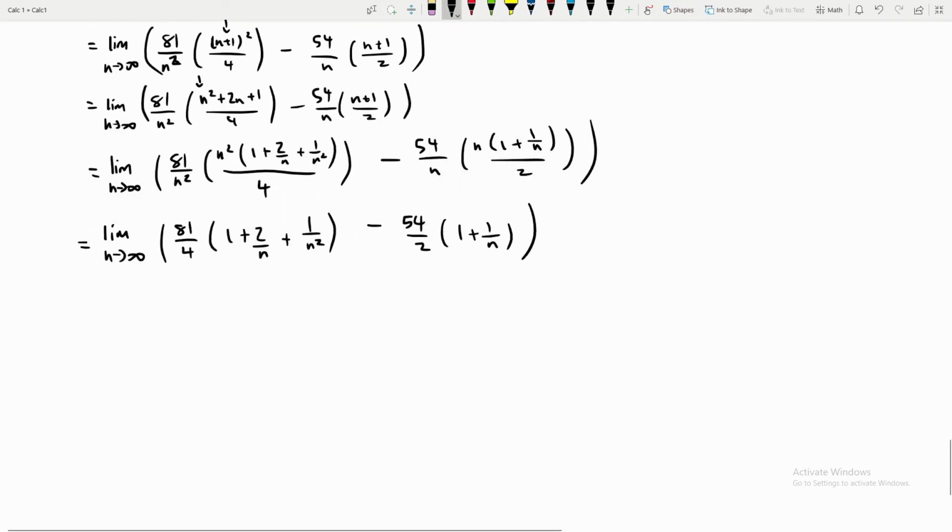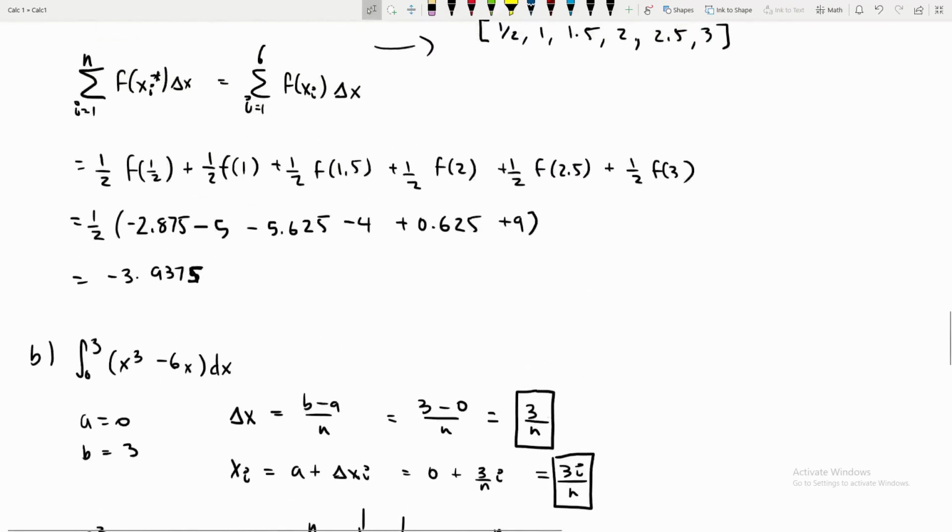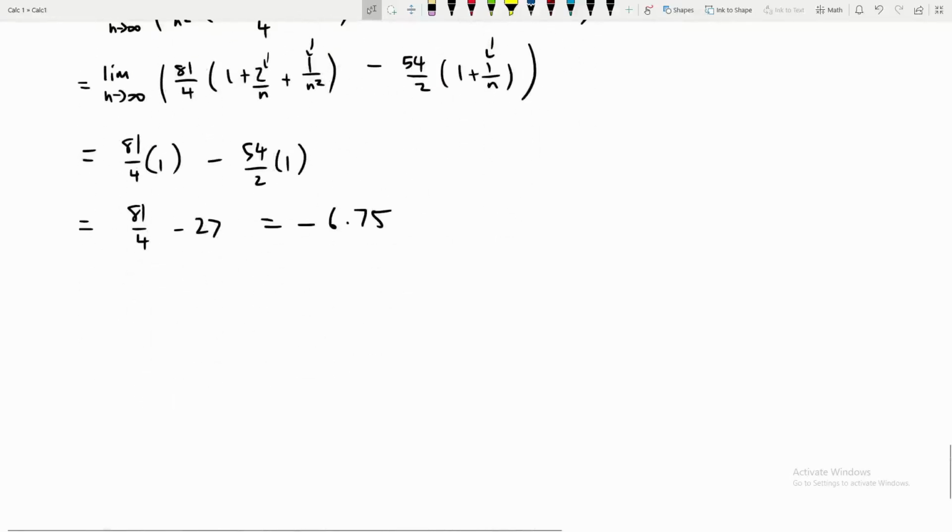And now this becomes a simple limit that we know. So this right here will be a 0, this will be a 0 once we plug in n equals infinity, this will be a 0 as well. So we're just going to be left with 81 over 4 times 1 minus 54 over 2 times 1, which is just going to evaluate to 81 over 4 minus 27, which is equal to minus 6.75. So now we can see, looking back up here, before we were getting minus 3.9375, and now we're getting negative 6.75, and this is the value that it actually should be. So we can see how big of an error we got.